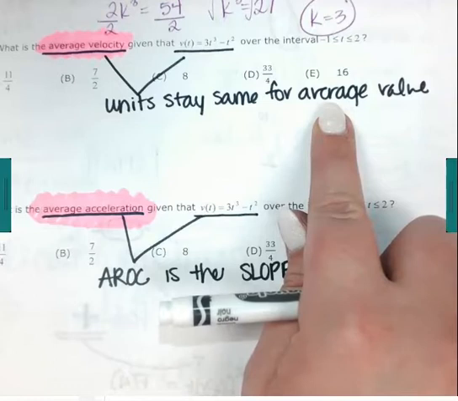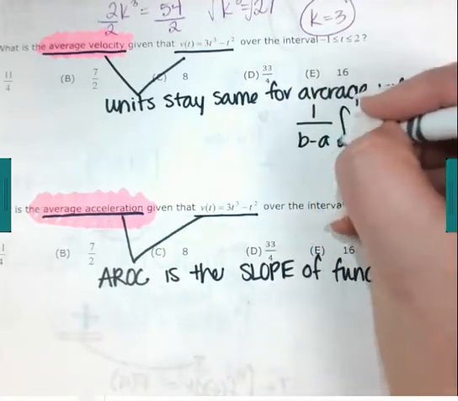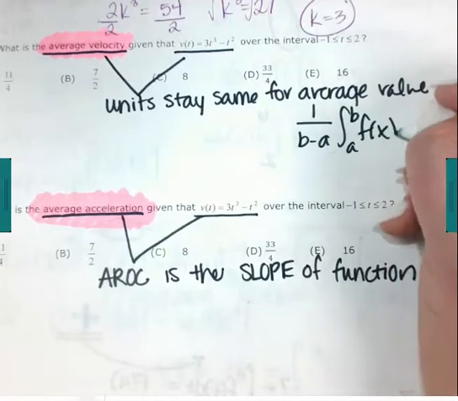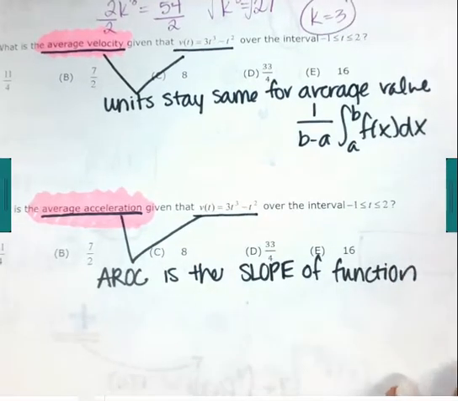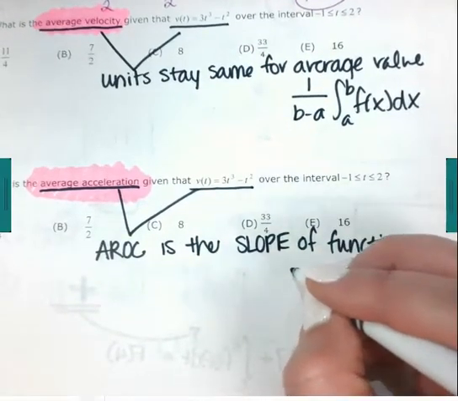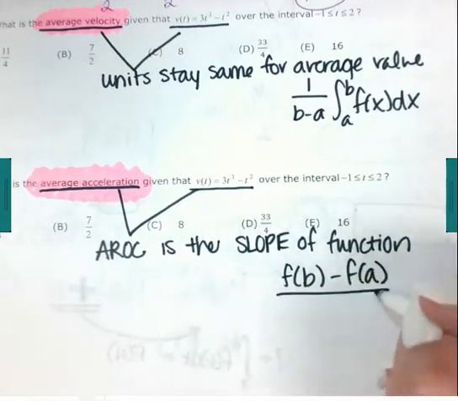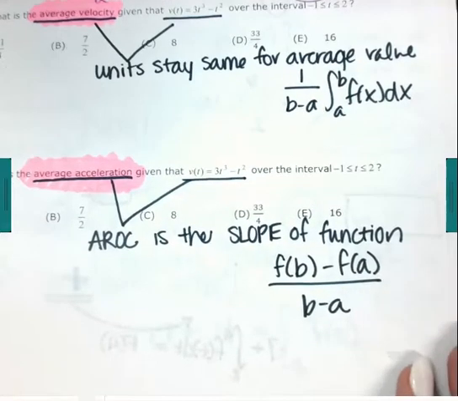Now, when you do average value, what is the equation that you would do? 1 over b minus a, integral a to b, f of x dx. Okay, versus for average rate of change, what would you do? F of, okay, and you have to know the difference. Average value, you're measuring the average of what your equation is. Average acceleration, you're measuring the average slope of that graph, okay?